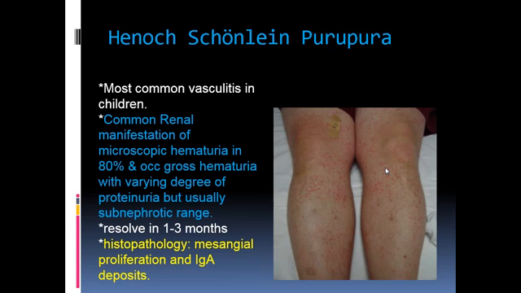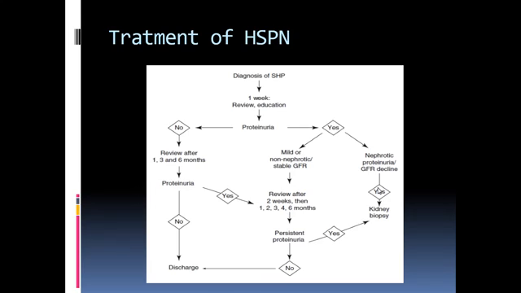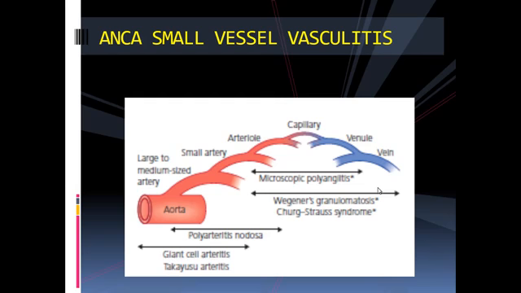But the difference between HSP and IgA nephropathy is that in IgA nephropathy, you don't have clinical manifestations like petechial rashes over your extensor surface, while extrarenal manifestations are typical in HSP. This algorithm just tells you the management of HSP nephritis. I'll just skip this one.